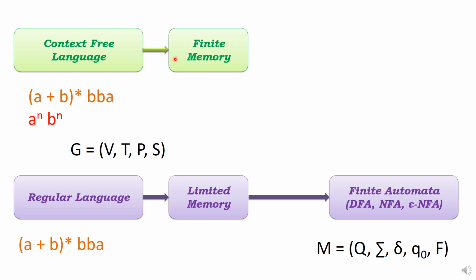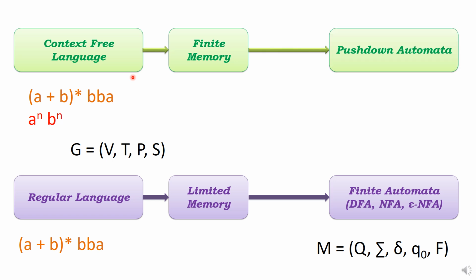Now the question here is: we implemented regular language using finite automata, so how are we going to implement context-free language? Using push-down automata. Through push-down automata we can implement both regular as well as not regular, that is, context-free language. What is the machine equation for this? Q, sigma, gamma, delta, Q naught, Z naught, F. More detail we'll discuss now.